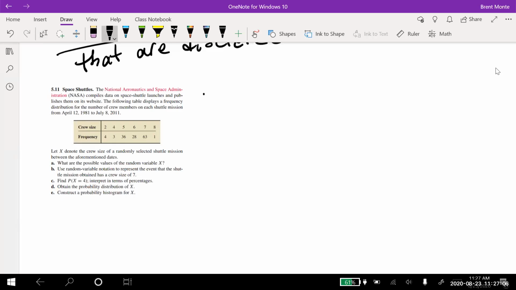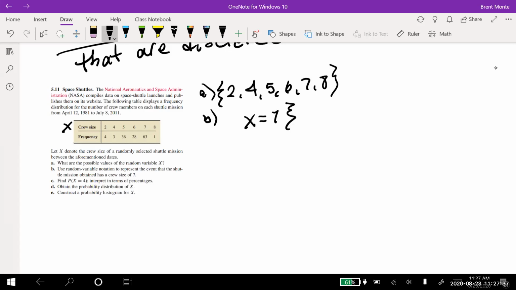So on part A, the possible values of X, they just told us crew size was X. So we just list those, 2, 4, 5, 6, 7, 8. Those are the possible values. We can put them in braces if we'd like to. B, use random variable notation to represent the event that the shuttle mission obtained has a crew size of 7. Well, they're just saying X equals 7. And that's all they're looking for there. Again, we can put that in the curly braces.